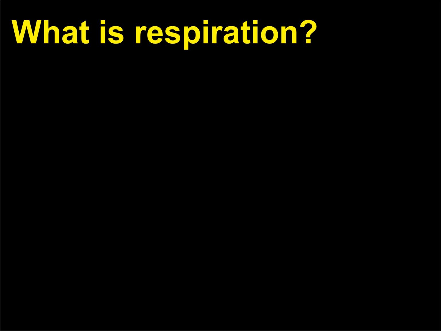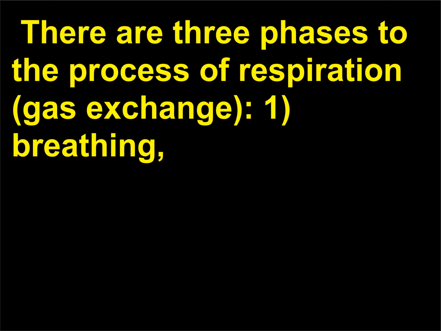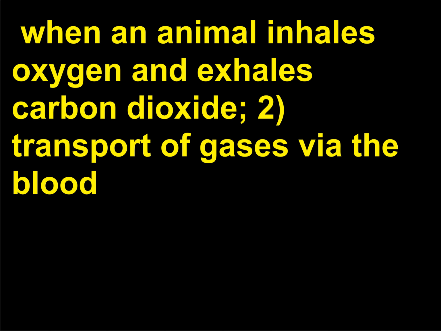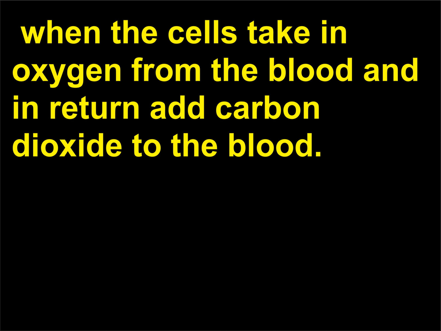What is respiration? Respiration is the exchange of gases, oxygen and carbon dioxide, between an animal and its environment. There are three phases to the process of respiration. 1, gas exchange, breathing, when an animal inhales oxygen and exhales carbon dioxide. 2, transport of gases via the blood, circulatory system, to the body's tissues. And 3, at the cellular level, when the cells take in oxygen from the blood and in return add carbon dioxide to the blood.